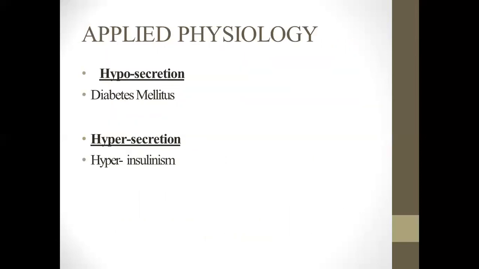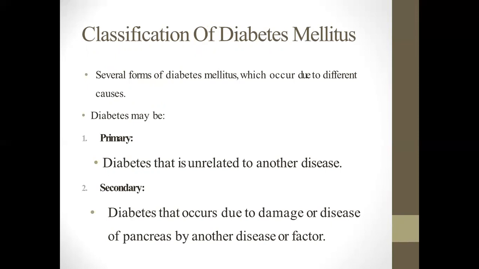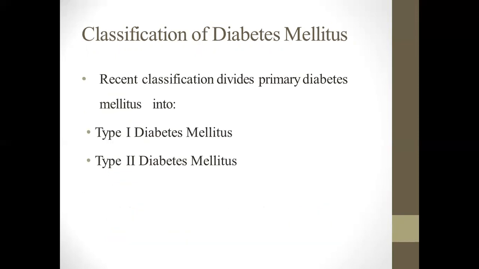Then the applied physiology of the insulin, that is, of the pancreas. The applied physiology will cause the hypo and the hypersecretion. The hyposecretion will cause diabetes mellitus, and the hypersecretion will cause hyperinsulinism. Hypoactivity will cause diabetes, and diabetes is of two types, primary and secondary. The primary diabetes is not related to other disease, while the secondary diabetes is associated with other disease or other damage. Then the primary diabetes is further divided into two, type 1 and type 2 diabetes.